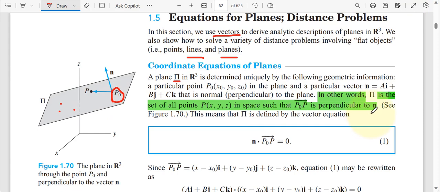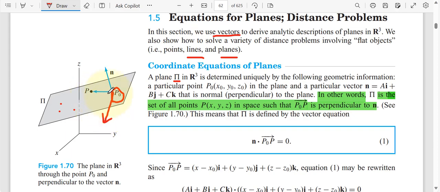So, in other words, n will be normal to this vector p0p for any point in the plane. If this is a point in the plane, and I draw a vector from p0 to p, that vector has to be normal to n, and any other point in the plane has to have that same property. If I start at p0 and go to another point in the plane, I'll get a vector that also has to be perpendicular to n. And if there's a point that's not in the plane, for example here, and I construct this vector, then n and this vector won't be perpendicular.